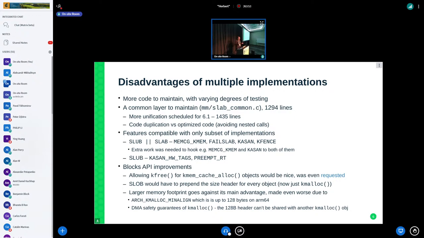And that goes against the idea that it should be very memory saving, and it's even worse because of the alignment guarantees that we have to provide. When we tried it, it really increased the size a lot.